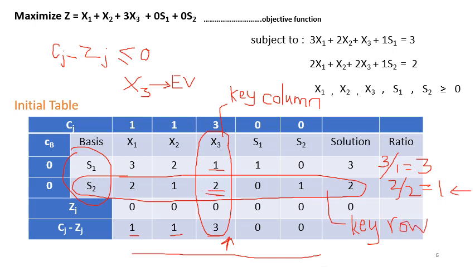So now what happens? x3 corresponds to the entering variable. The variable corresponding to the key row here is S2. So S2 now will be the leaving variable.